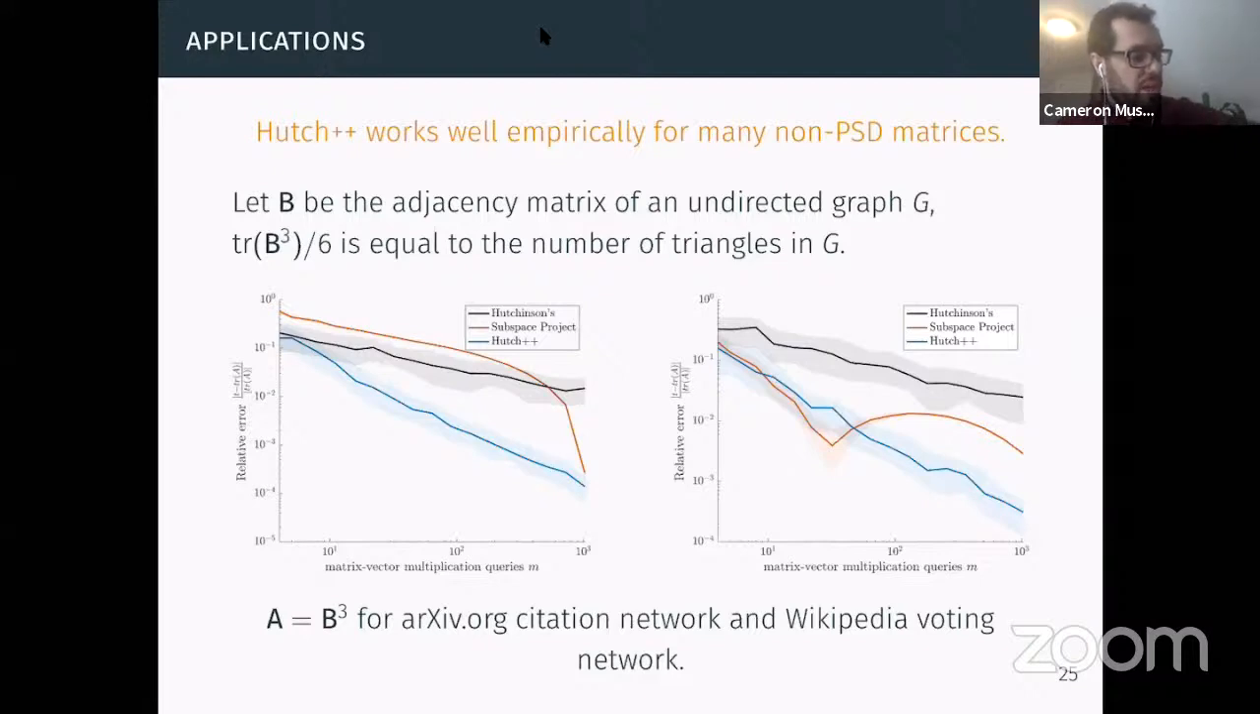If we look at how we're doing on approximating the trace, Hutch++ is performing the best. Hutchinson's is roughly performing the worst. And the subspace projection method is sometimes performing better than us and sometimes performing worse. I think this is a little bit due to the fact that this method really isn't designed to naively be used for non-PSD matrices, because it basically takes the top K magnitude eigenvalues, and depending on how the sign flips of the eigenvalues are ordered, you can get weird behavior. So I'm guessing there are variants of this that would do better than what I'm showing here, but the basic method is less consistently performing than us. And you can see that we're converging at a much faster rate than Hutchinson's. Okay, that's triangle estimation.